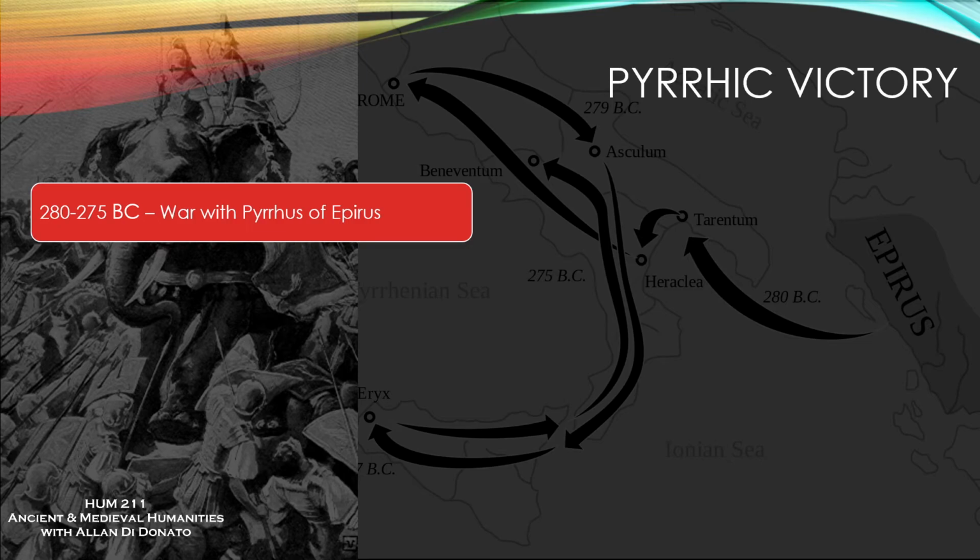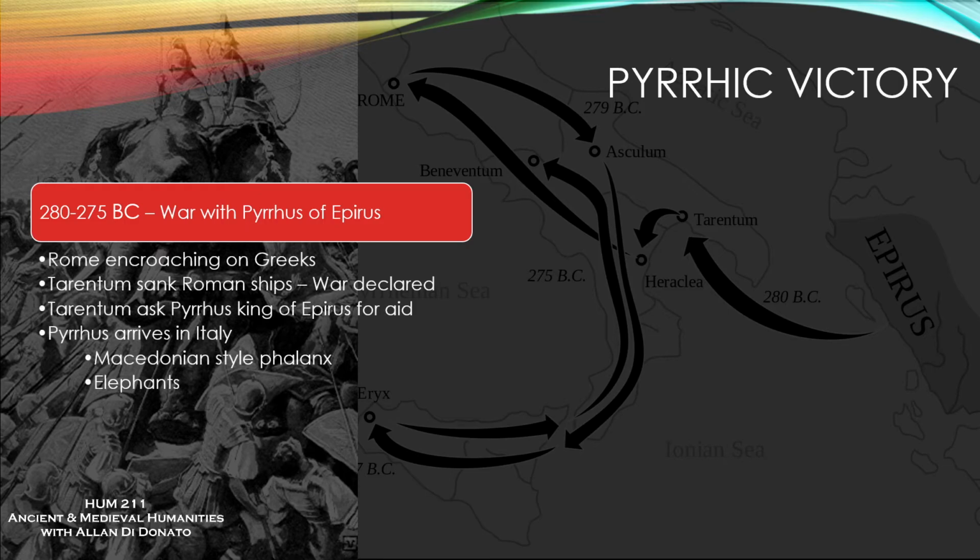She was an Epirian princess. What happens is Rome is pushing down into the Greek territories of the south. They have a conflict with the city of Tarentum. And Tarentum has sunk some Roman ships, war is declared, and then Tarentum asks for Pyrrhus to come to the aid. And on the map, I know it's a little bit dark, but you can see how close Epirus is to the end of Italy, the tip of Italy down there.